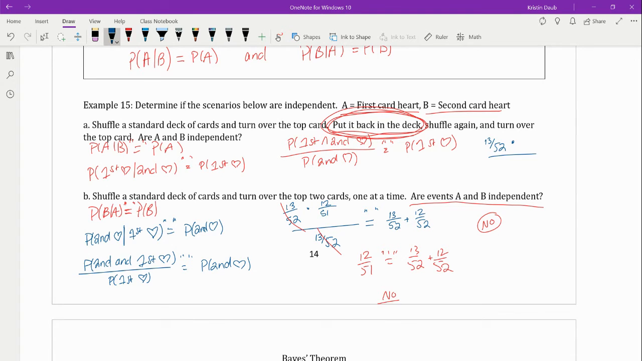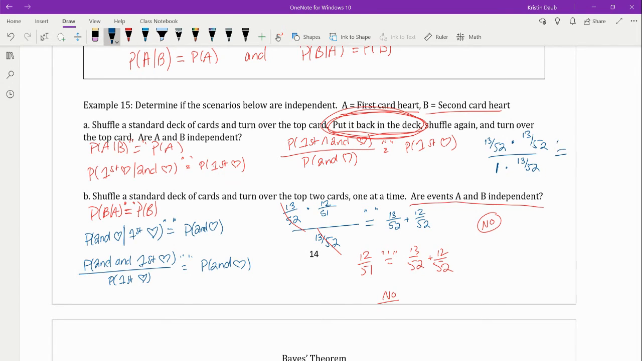Again, I'm going to multiply. For my second card to be a heart, I've put that first heart back in the deck. So all 13 hearts are still available and all 52 cards are still in the deck. It hasn't changed because I was able to put that card back in the deck. In my denominator, I want my second card to be a heart. The first card can be anything, so I'll put a 1. It doesn't matter what the first card is. The second card being a heart is always 13 out of 52, because whatever I get for that first card, it's going back in the deck and I'm shuffling it around.